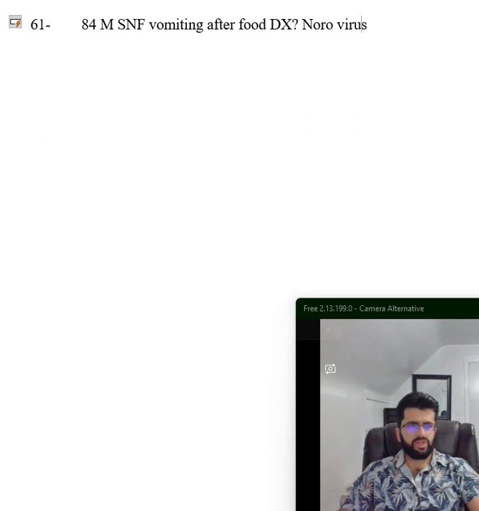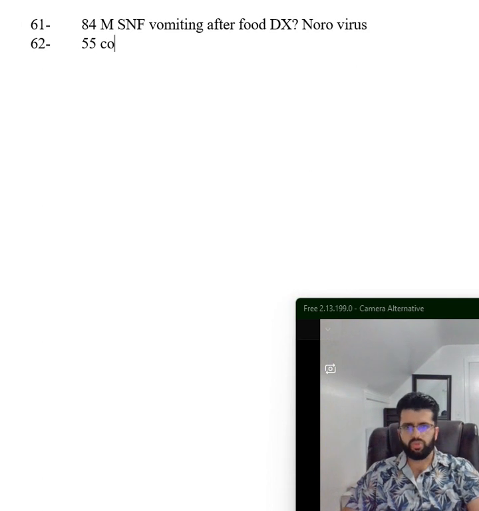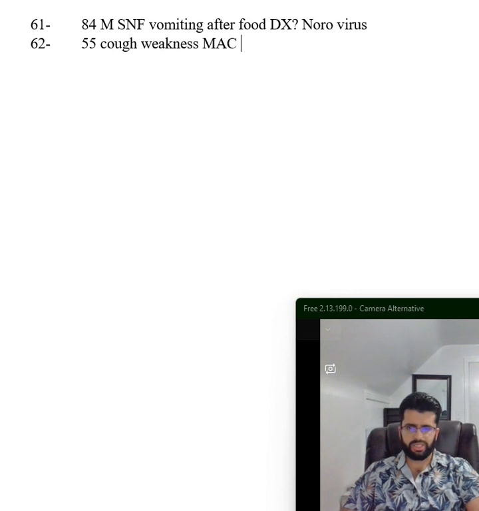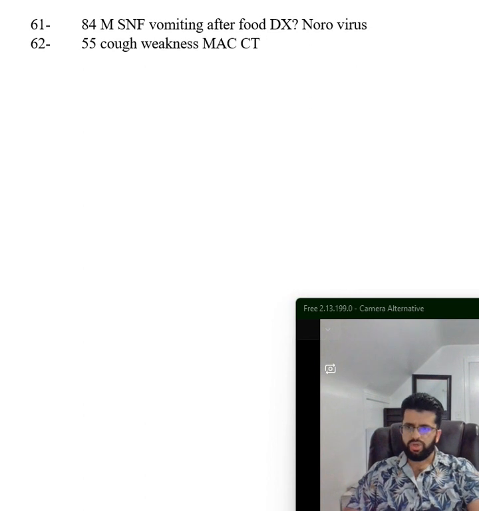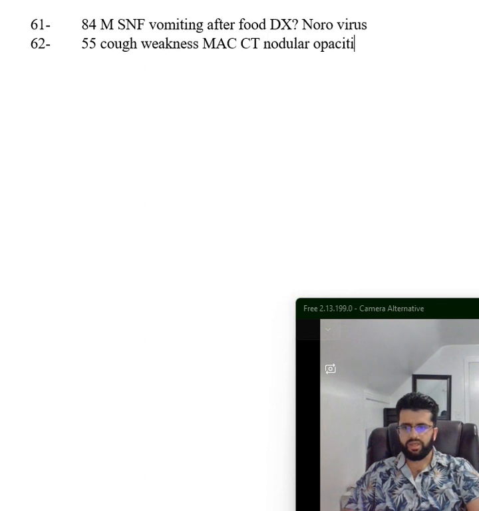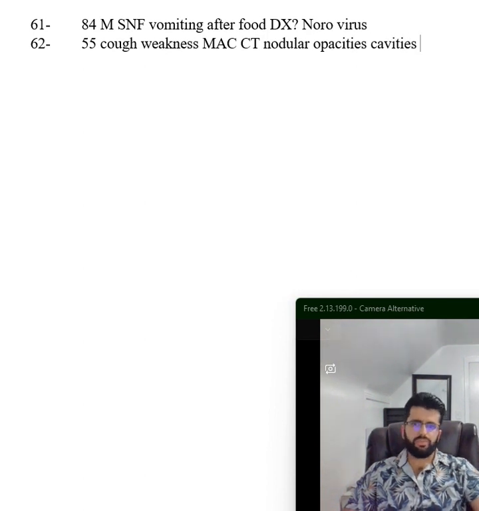Alright, now there is the other case, the case after that. You see somebody who's 55, came in with cough, weakness, and then sputum culture shows Mycobacterium avium complex. And then they tell you the CT shows nodular opacities with some cavities and some bronchiectatic changes, and these are the features for Mycobacterium avium complex.